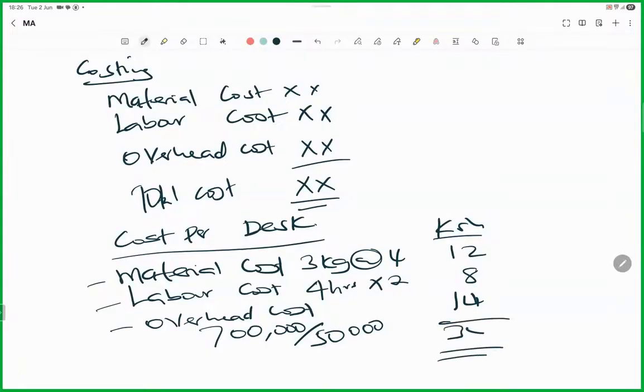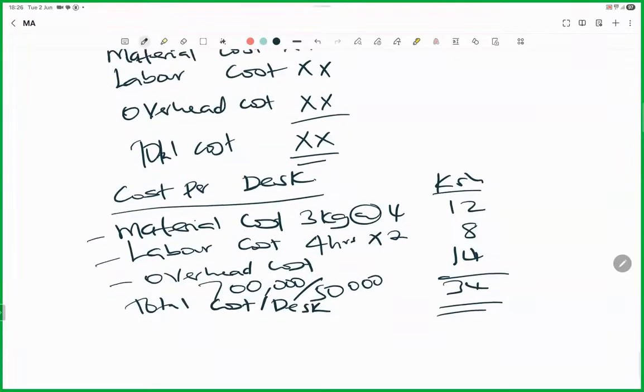So in this case here, this gives us 34. So this is the total cost per what here? Per unit. Actually you're right, per desk. 34 shillings, isn't it?